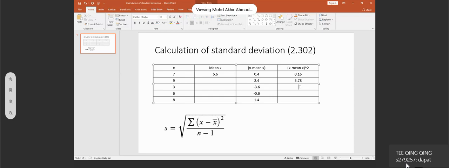Negatif, dia tak boleh negatif, dia kena positif. Sebab minus 2 kuasa 2 dia akan positif. Cuba guna kalkulator, buat kurungan negatif 3.6 tutup kurungan power by 2. 12.96. Okay, the fourth column? 0.36. The last one? 1.96.